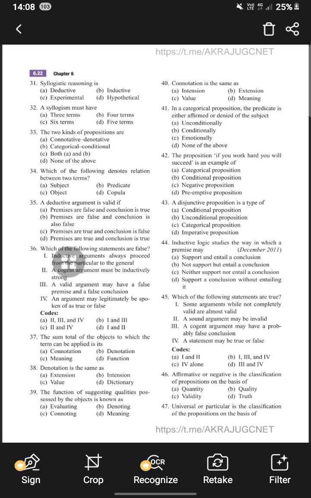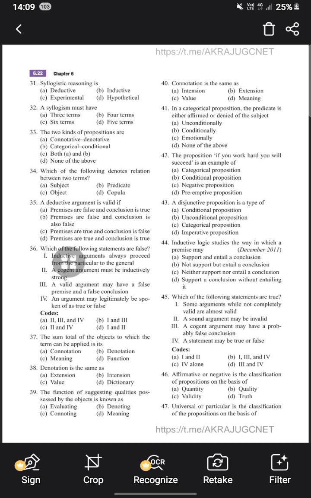A disjunctive proposition is what? 43 is A, that is conditional proposition. Inductive logic studies the way in which a premise may, 44 is D, support a conclusion without entailing it. Without entailing it, that is what inductive logic studies. Which of the following statements are true? 45 is D. A cogent argument may have a probably false conclusion.